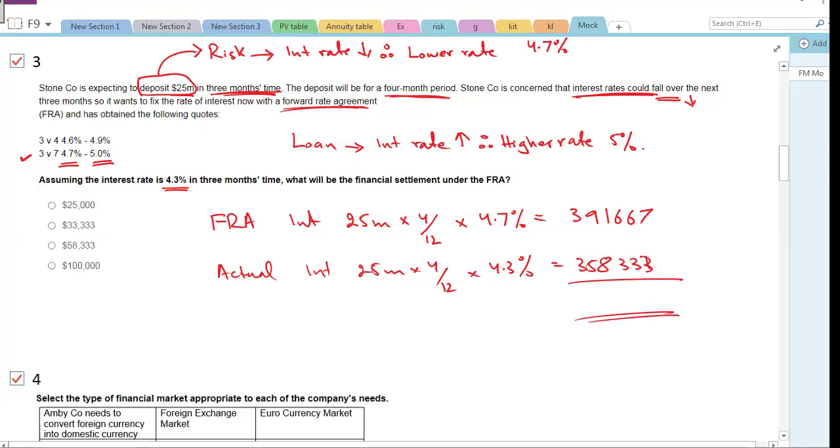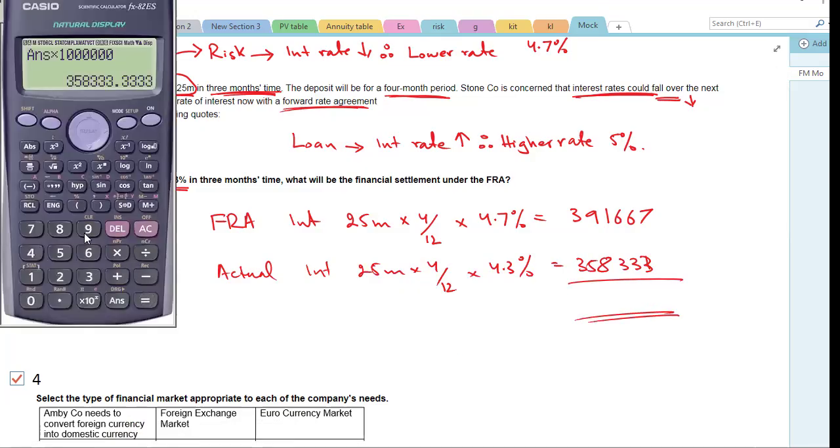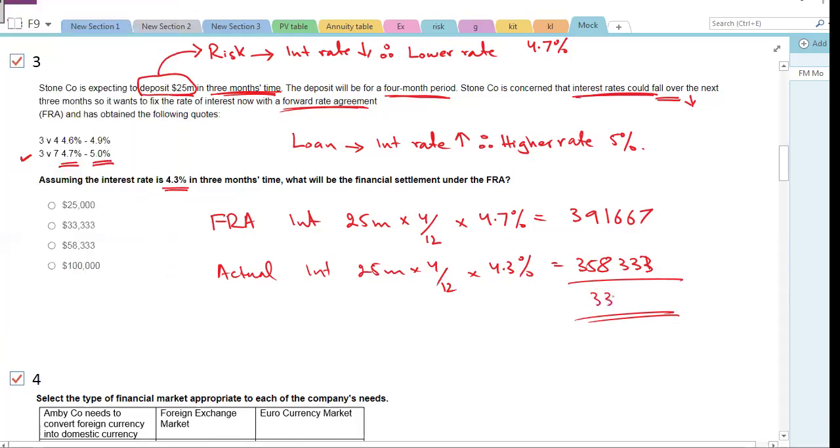Okay, this is going to be 391,667 minus the answer, which is 333,333. Okay, if you see, this is the right option. So basically, you were supposed to pay this much interest, which is a bit less, but because you fixed it already, now this additional amount is the one that you'll be paying to the bank, okay?